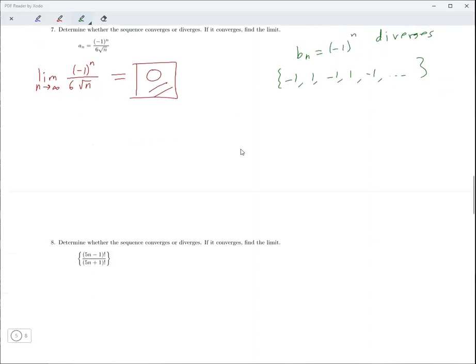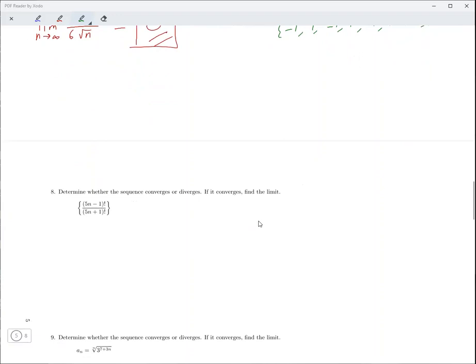Okay, let's look at number 8. Determine whether the sequence converges or diverges. If it converges, find the limit. Okay, so you're looking at the limit as n goes to infinity. And this is factorial, okay? So what I'm going to do is I'm going to take this numerator. You have 5n minus 1 factorial.